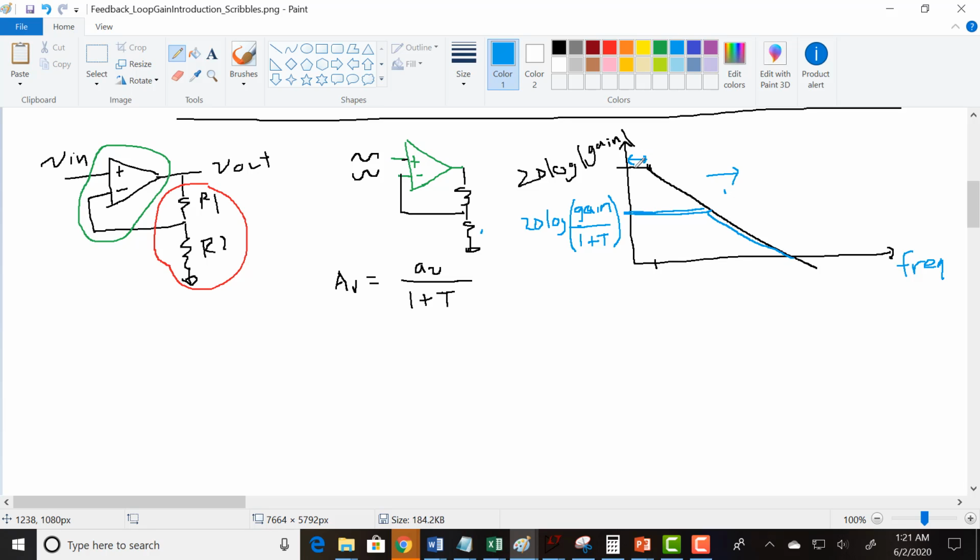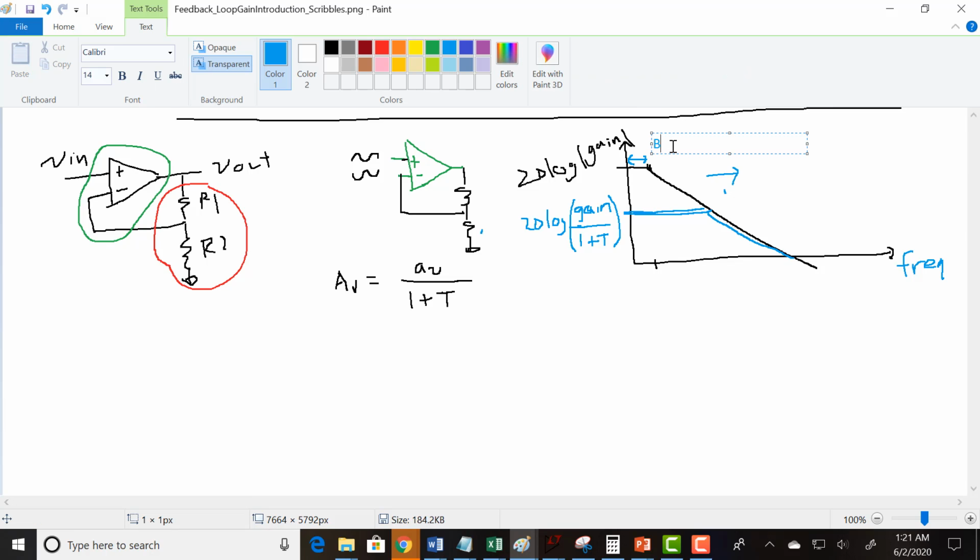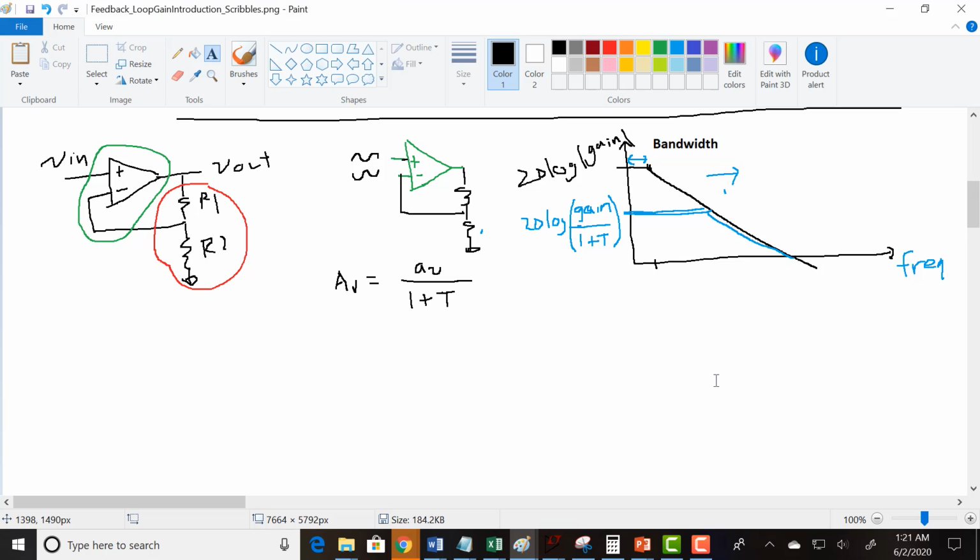So the bandwidth is: up to what frequency do you get a constant flat gain? That is, your gain isn't changing. So this is called bandwidth, this is your bandwidth, and it goes to wherever the lowest frequency pole is.